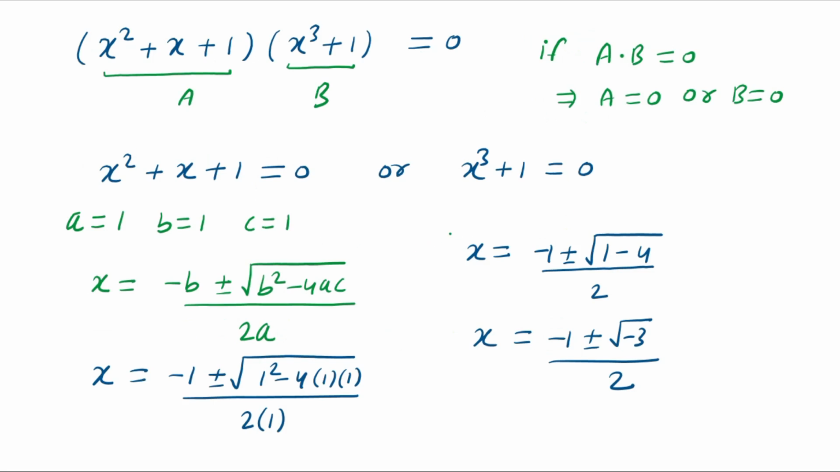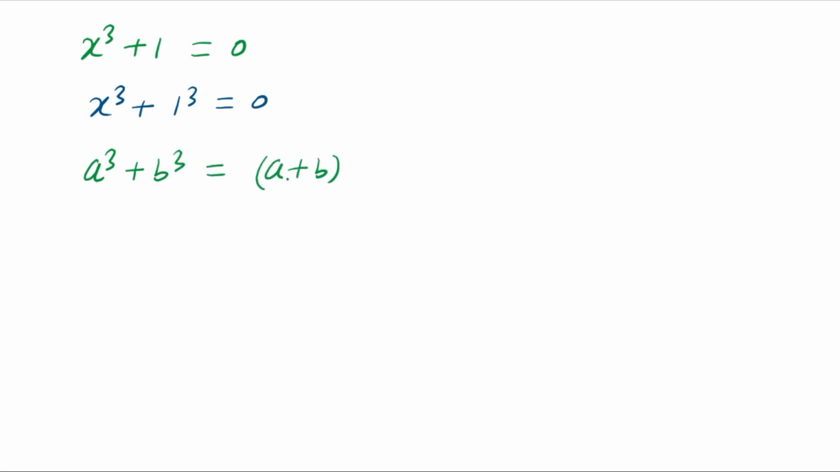Now solve this cubic equation, which is x cube plus 1 is equal to 0. Here we can write this as x cube plus 1 cube is equal to 0. On the left hand side we have a sum of two cubes, and we know the algebraic identity for the sum of two cubes: a cube plus b cube is equal to a plus b multiplied by a square minus ab plus b square.